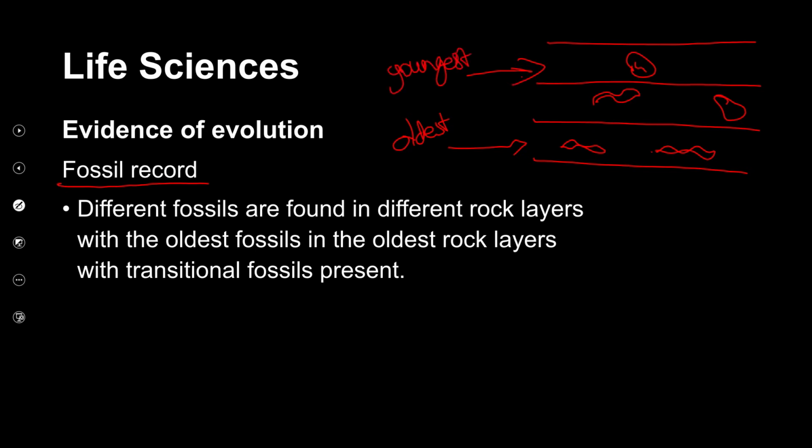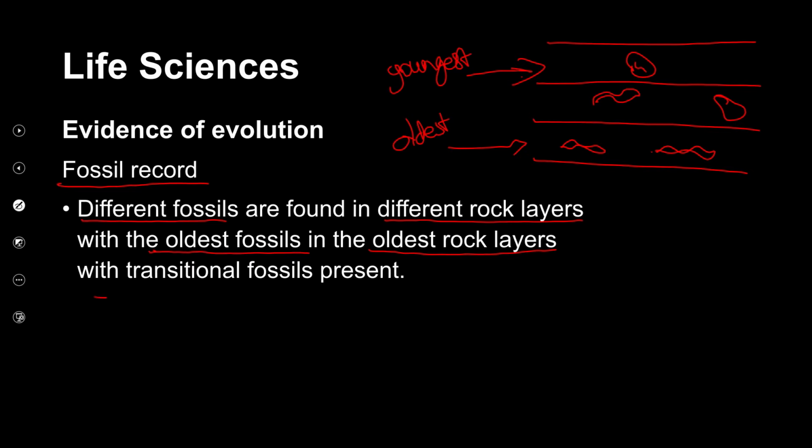Okay, and as we go deeper down, the older the fossils we find in the deeper layers. That's how we would date them and determine how old they actually are. So it's different fossils that are found in different rock layers. That's the fossil record. And we said the oldest fossils usually are in the lowest layers, further down in the earth. Those are the oldest rock layers, and therefore we usually say that those fossils are older than the ones that we would find above.